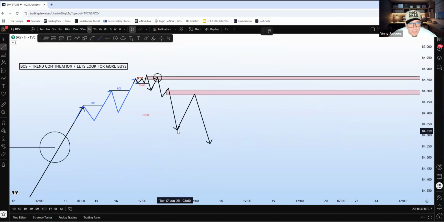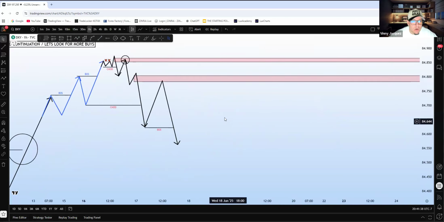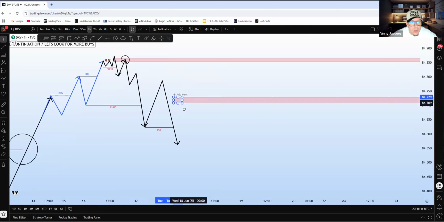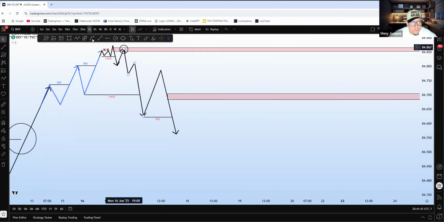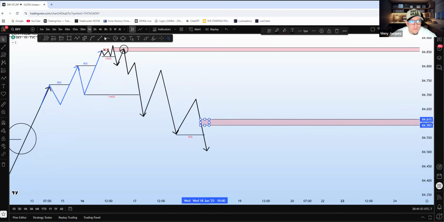So let's go ahead. Break of structure to the downside, BOS. What does that tell me? That the market wants to continue in that downward trend. Cool. We'll find our supply zone. Market gives me an entry and continues going lower. What does that tell me? The market wants to continue trend. Awesome. Let's continue looking for the sells.